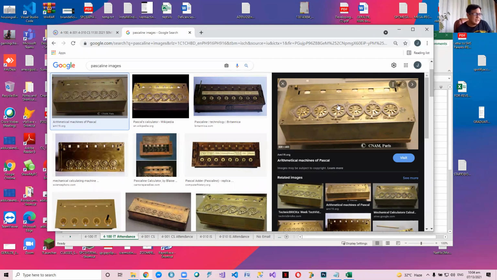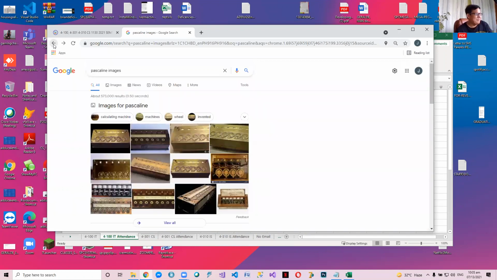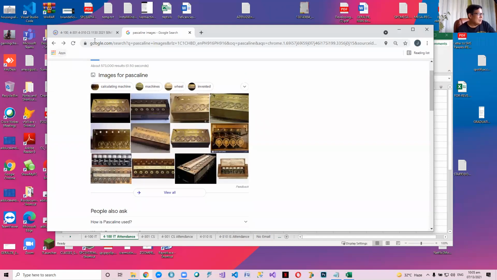So here, it's like an abacus, but instead of beads, it uses rotating wheels to signify decimal digits. So this is the Pascaline. Simple addition and subtraction. Before that, addition and subtraction were done by hand. Okay? So there was no other choice but to do it by hand.